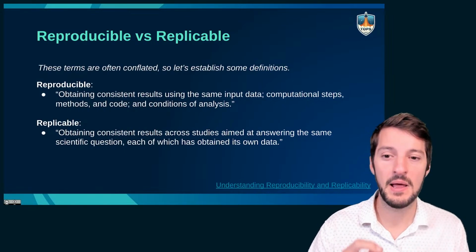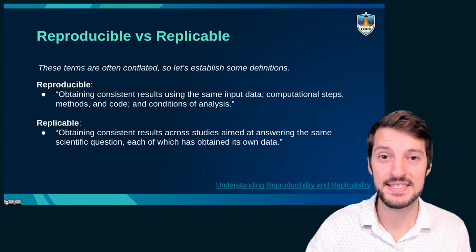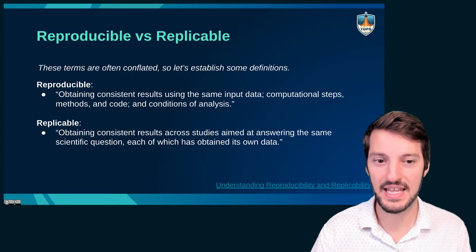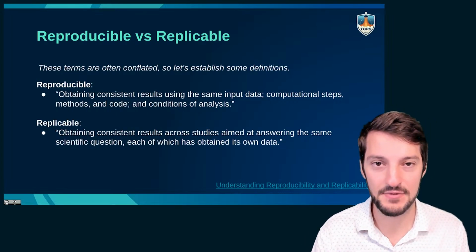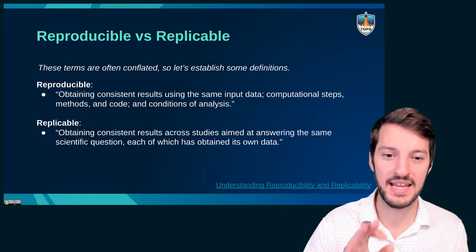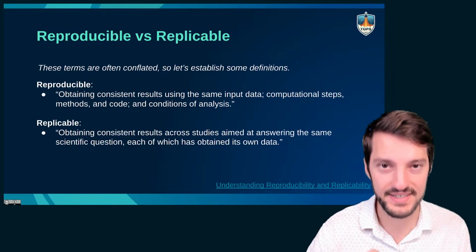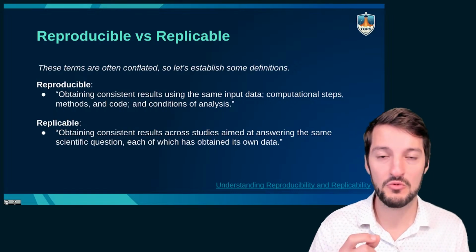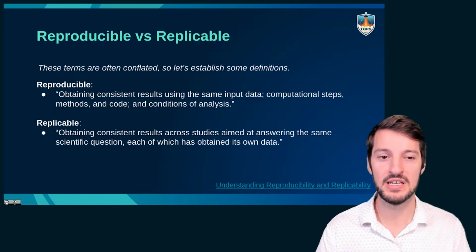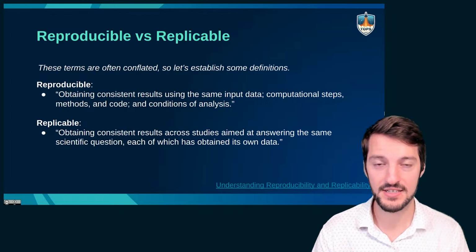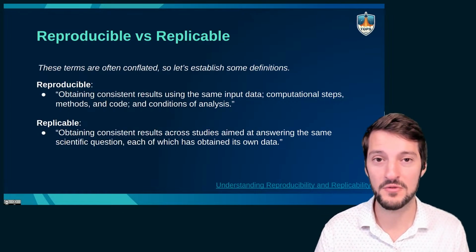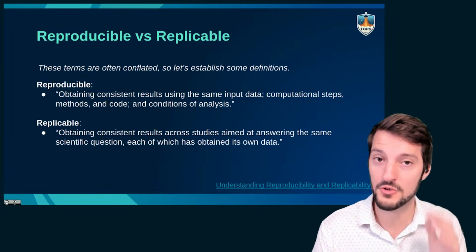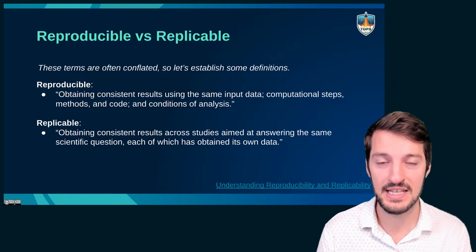Replicability, on the other hand, means that you are able to obtain consistent results across studies aimed at answering the same scientific question, each of which has obtained its own independent data. And so reproducibility means that if you conduct a study, you collect data as part of that, maybe you write a little bit of code or you perform some type of analysis.